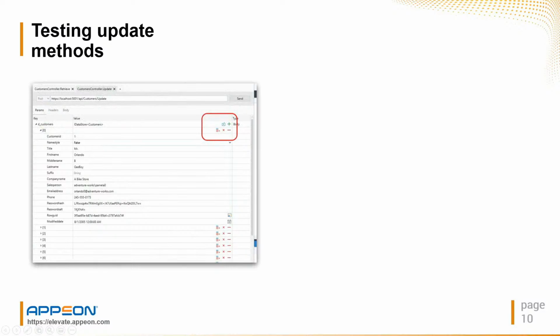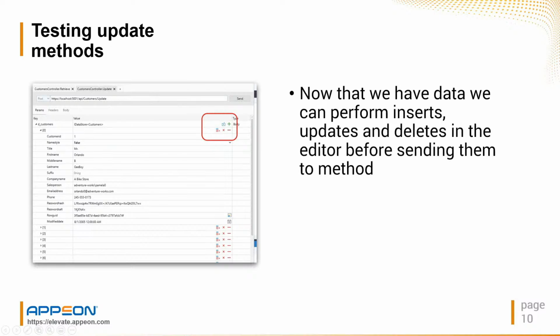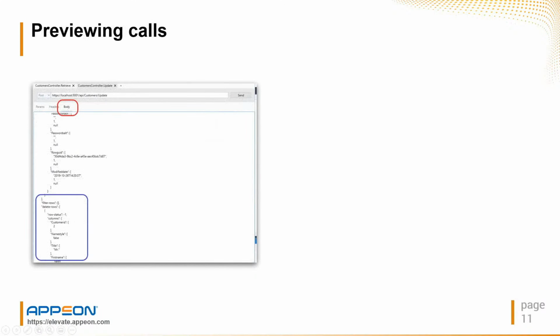And then you can go in here and you can modify the existing data, you can add rows, you can delete rows, and then all of that is sent back into your update method. What you can do also is you can go to the body in this case. You saw that body tab earlier. So this body was generated automatically based on that data we had just been looking at.